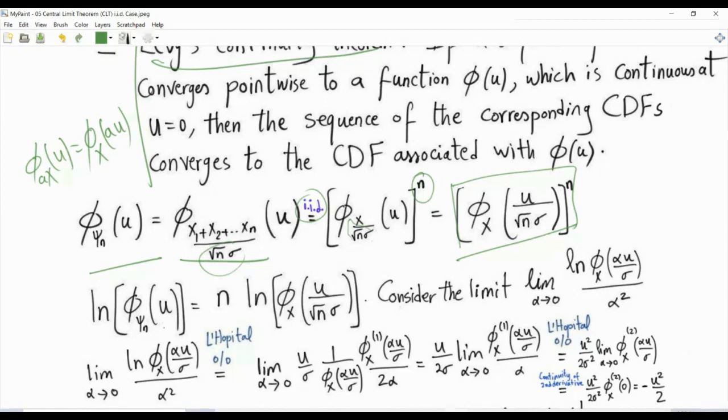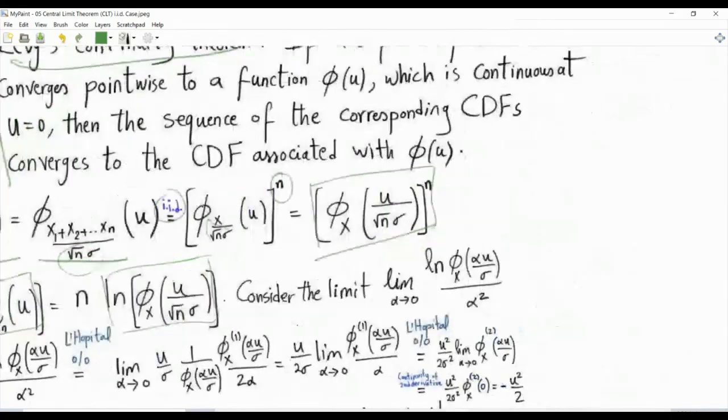Take the logarithm of both sides, the natural logarithm, so ln and ln. And then when you take the logarithm, of course, you basically have this n outside, and then you have the logarithm here. Okay? So what we will do here is replace n by 1 over alpha squared and investigate.